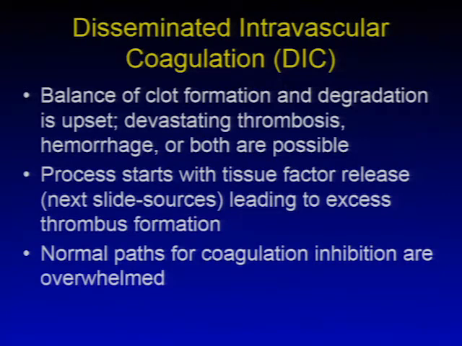What is the problem in DIC? Well, in very basic terms, the balance of clot formation and degradation is upset. Normally, there are devastating thromboses, but you can also see devastating bleeding, and sometimes you see both at the same time, which can be extremely problematic clinically to deal with. The process of DIC starts in every situation with tissue factor release, and the next slide is going to talk about sources, and this leads early on to excess thrombus formation. Now, the normal pathways for coagulation inhibition are then overwhelmed, and the cascade starts.